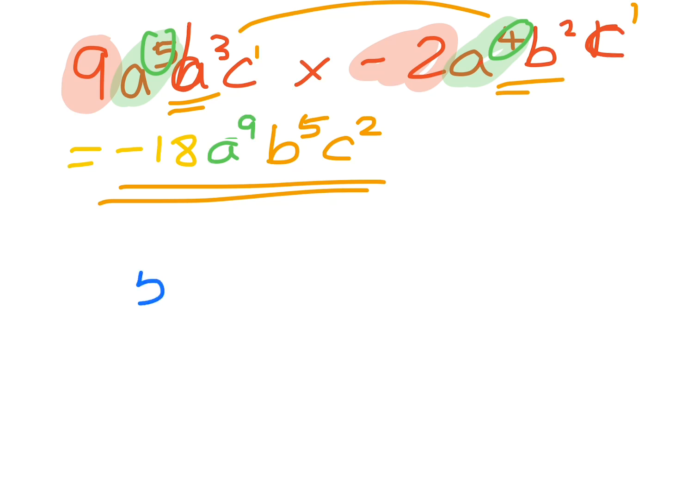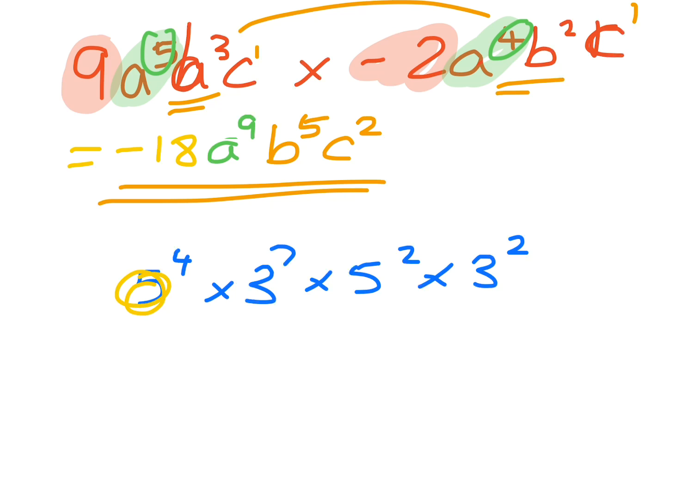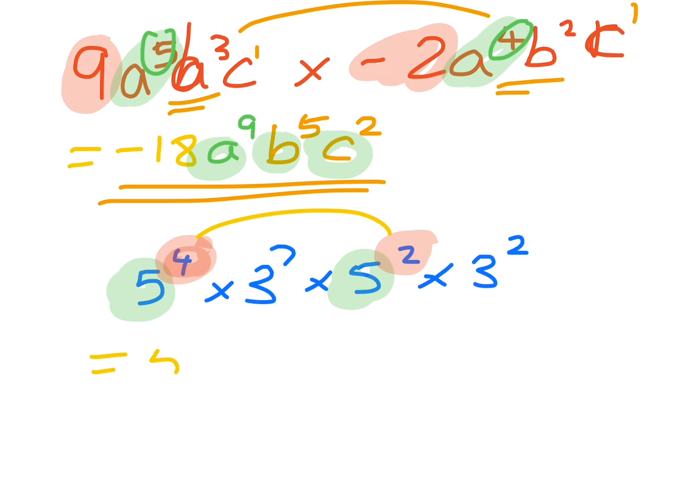If you just had numbers, so 5 to the 4, 3 to the 7, 5 to the 2, and 3 to the 2. Make sure that when you're doing this, you keep the base the same. You notice even when we did the a's up the top, we kept the base the same. Like the a stayed the same, the b stayed the same, the c stayed the same. So 5 and 5 are the same base, and all you got to do is add the indices of the 4 and the 2. So keep the same base of 5. 4 plus 2 is 6.